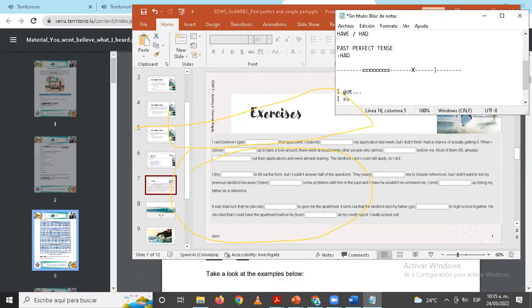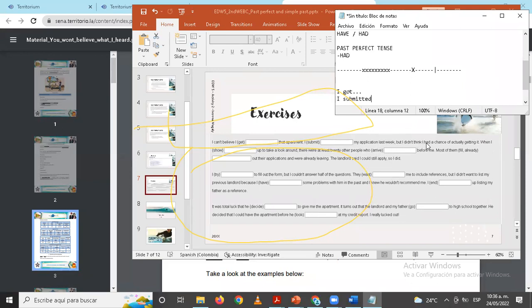Acá es donde uno se da cuenta si los estudiantes usan demasiado Google Translate, porque para estar en nivel 5, ninguna recuerda, tienen que ir a buscar a Google. Submitted, when I submitted my application last week. Punto, un punto específico en el pasado. ¿Cuándo lo hice? La semana pasada.